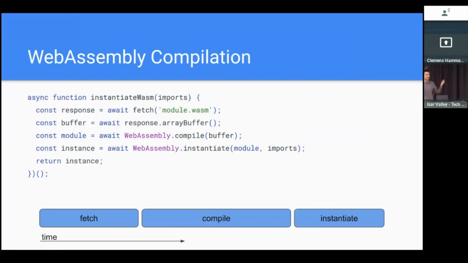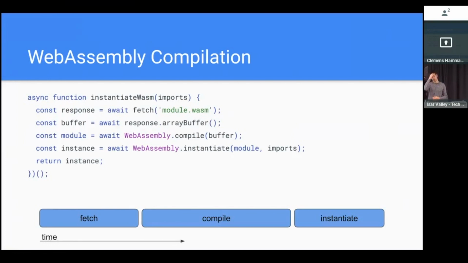So you would fetch some binary data, in this case, the module.wasm file. You get a response. Then you wait for the content of that response by this arrayBuffer method. And then you feed that into the WebAssembly.compile method, which compiles a WebAssembly module for you and returns that. And then you feed that into the WebAssembly.instantiate method, which creates an instance, and you return that.